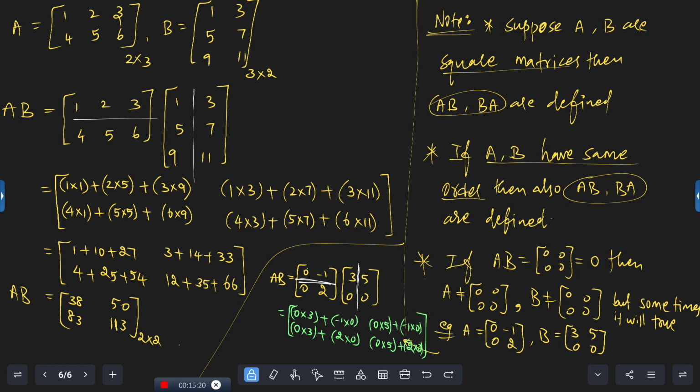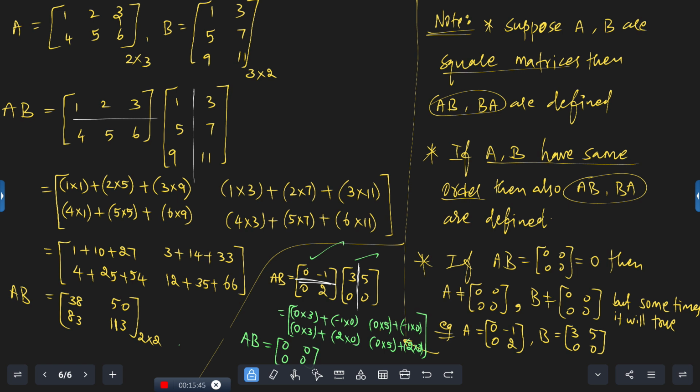That's it. I hope you can notice that every element is multiplying with 0. Here 0, here 0. Every element is multiplying with 0, so it will be 0 every time. So you can notice that A and B are not equal to 0 matrix, but our answer becomes a 0 matrix.